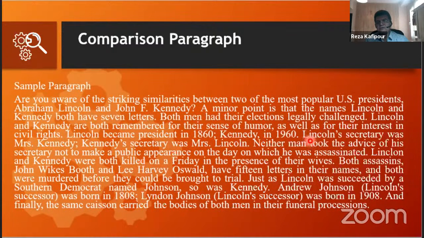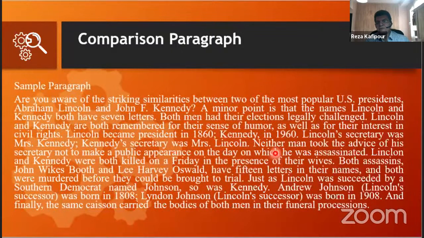Again, another major supporting sentence. Here, as you see, we don't have any minor supporting sentences, but they can be added in order to explain each one of the major supporting sentences. So next major supporting sentence, Lincoln's secretary was Miss Kennedy; Kennedy's secretary was Miss Lincoln. So as you see here, again, we use punctuation to compare Kennedy's secretary and, let's say, Lincoln's secretary.